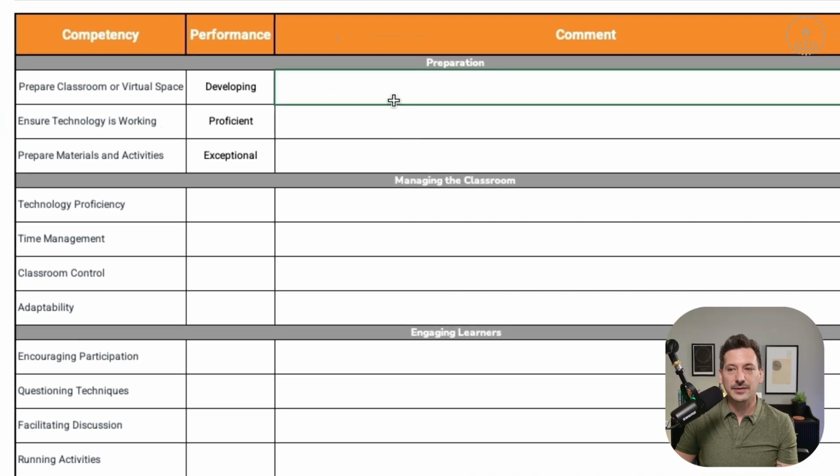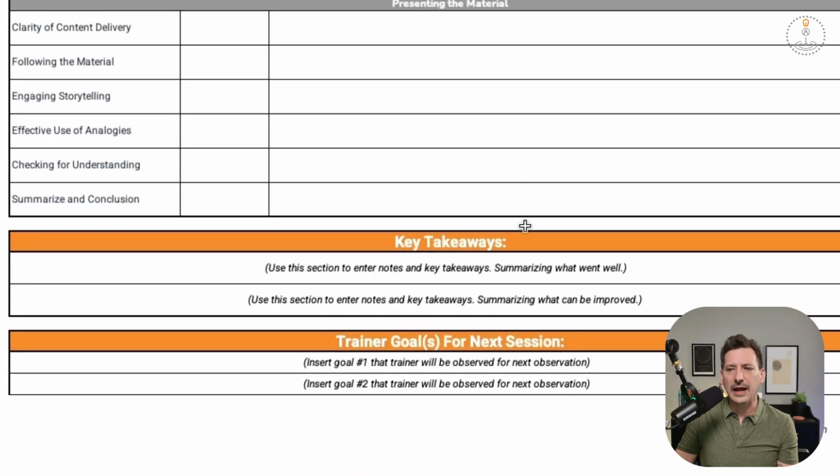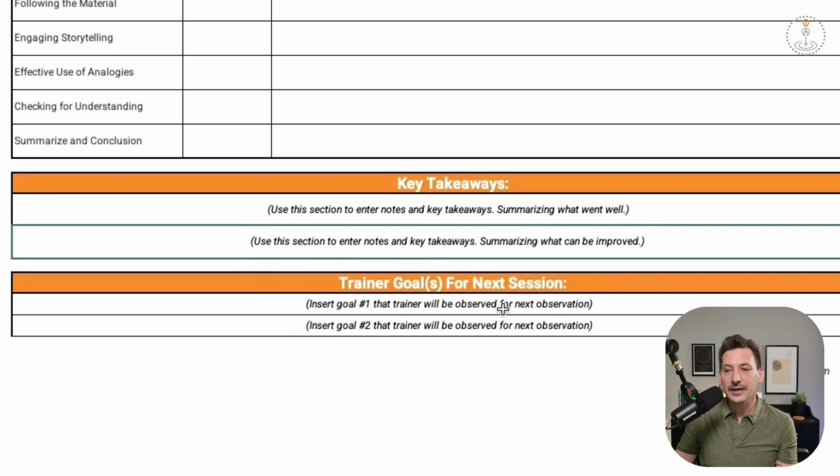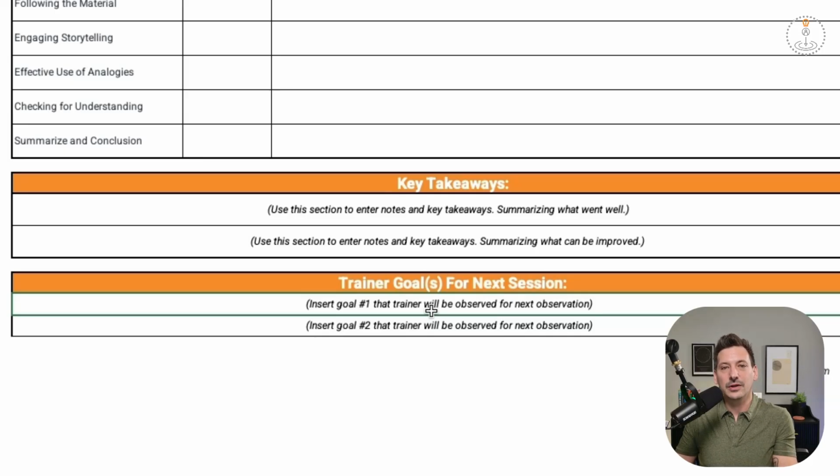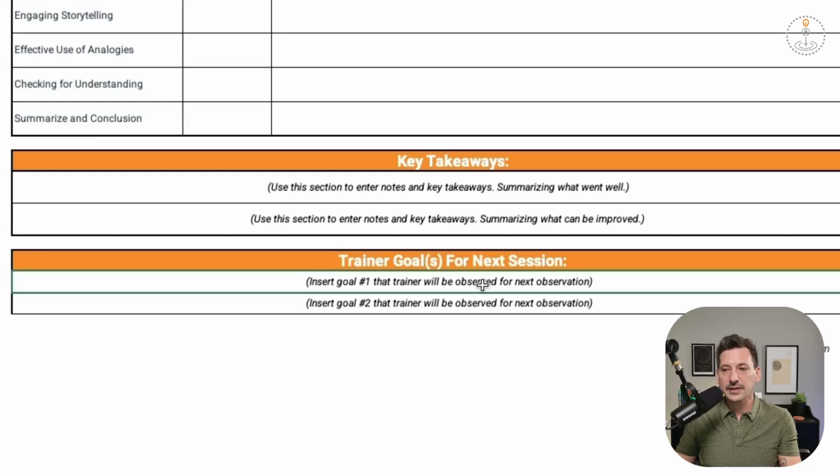Each competency has a spot where you can put in your comments or your notes. And then if we move down, your key takeaways to summarize what went well and what can be improved. I like to call them glows and grows, and then a space for you to enter in goals. Goals for this trainer to work on and implement in their next observation. And on that note of goals, the really cool thing about this form is that the goals carry over and you can track them. So let me show you how these goals work.